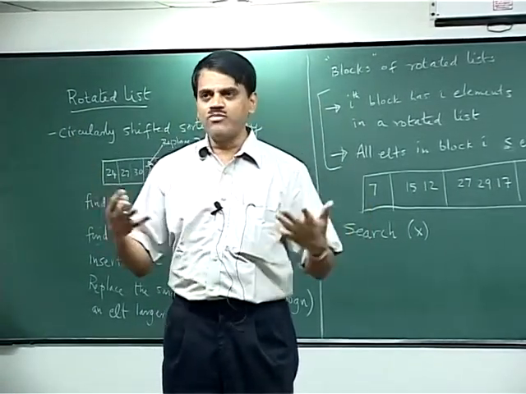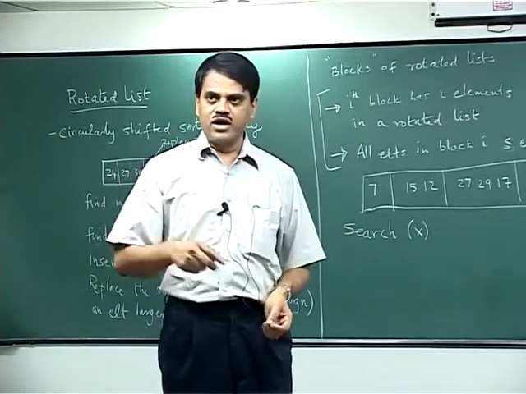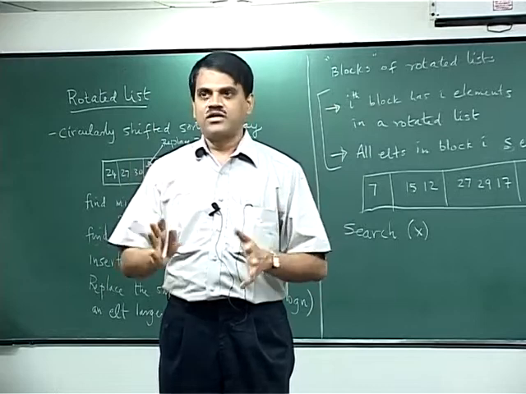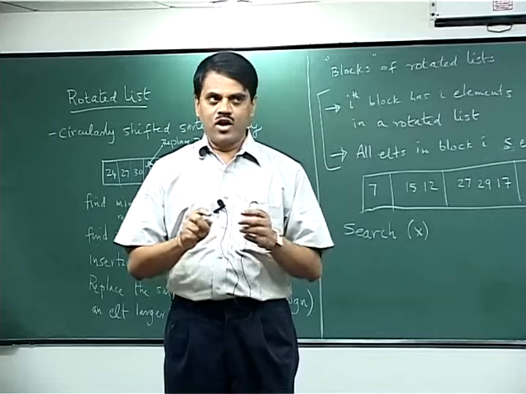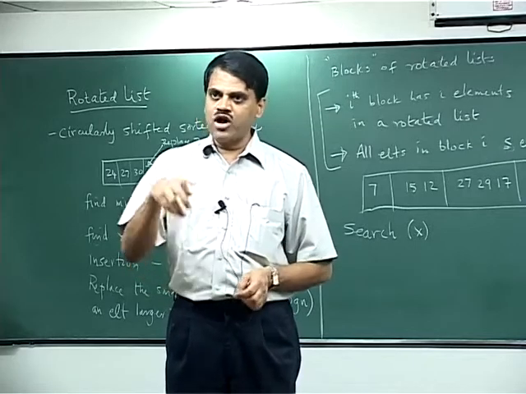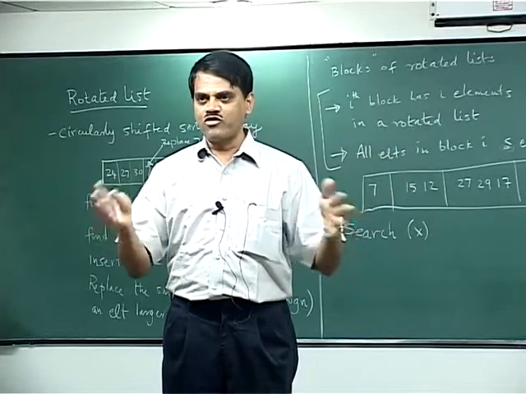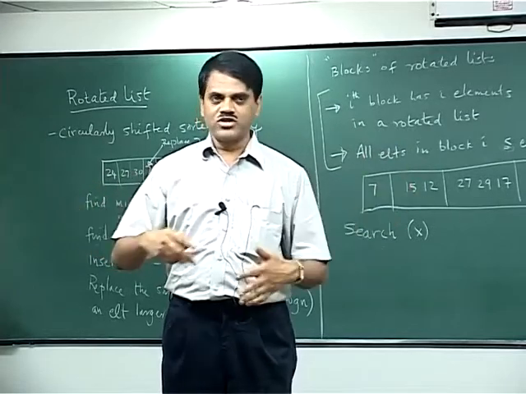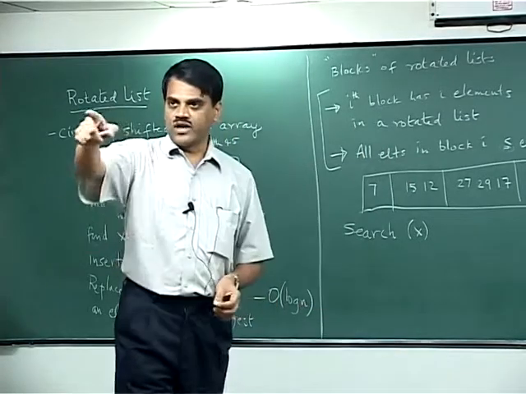Okay. First of all, how many blocks are there totally? Root n blocks, order root n blocks are there. Log n into log n, log square n, right? Log n, because you are searching in every block, you are searching log n, and how many blocks would you search? Log of root n, because that's the number of blocks. So, that is about log square n, right. Okay, what is your algorithm?